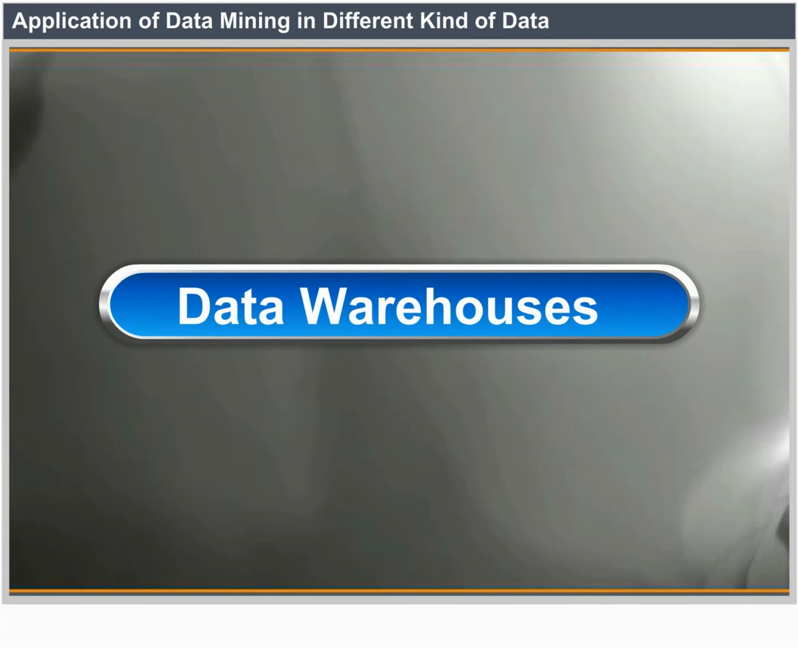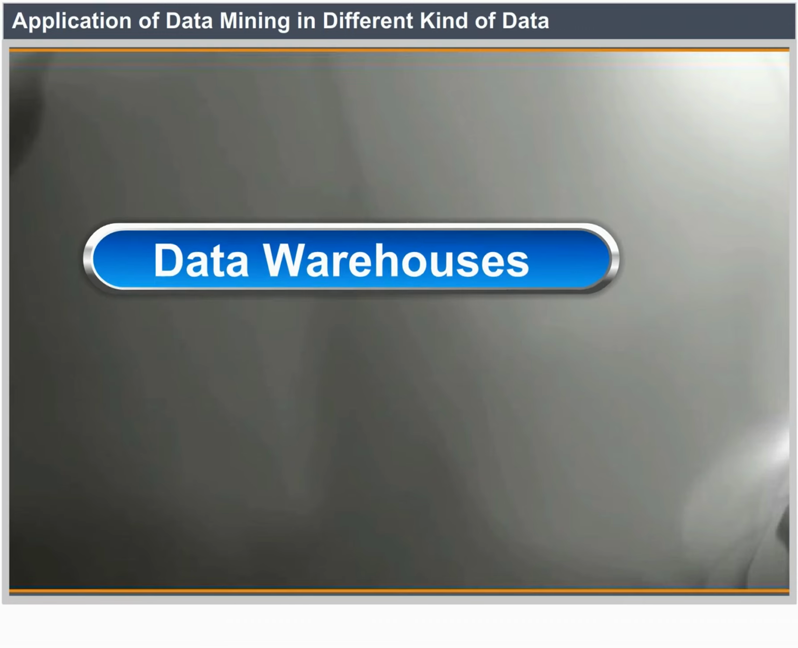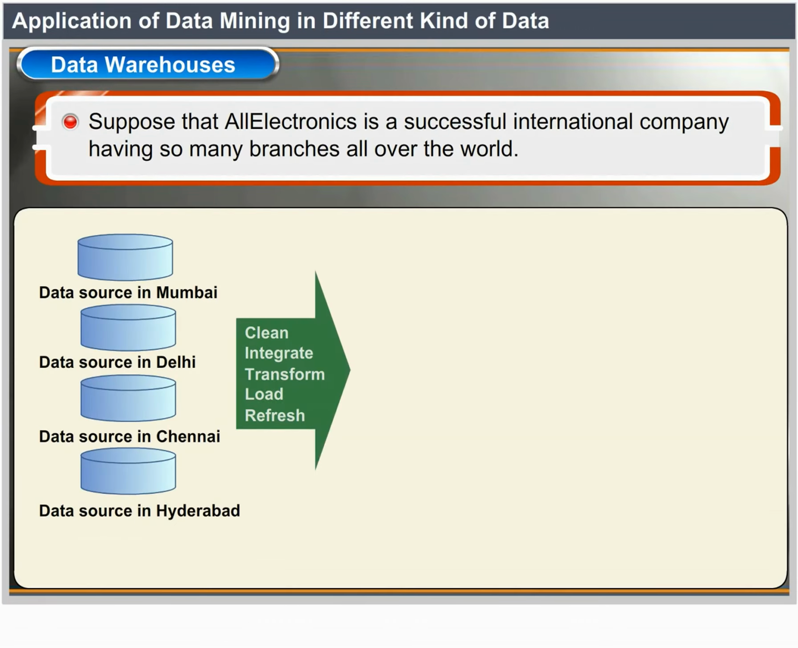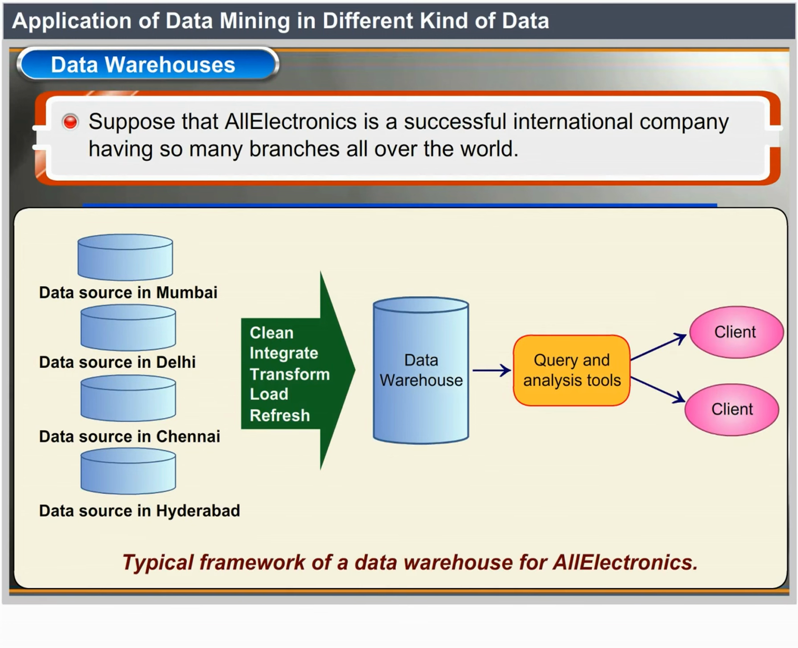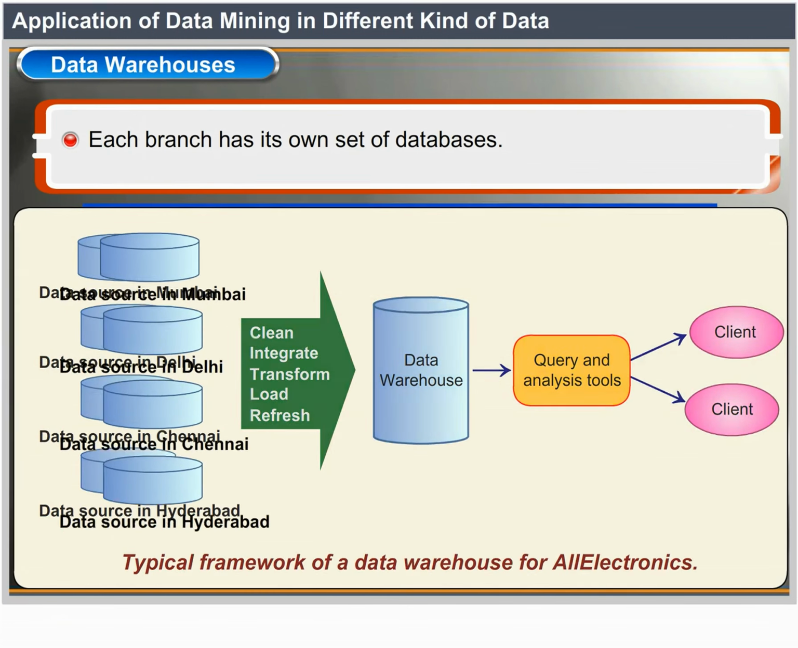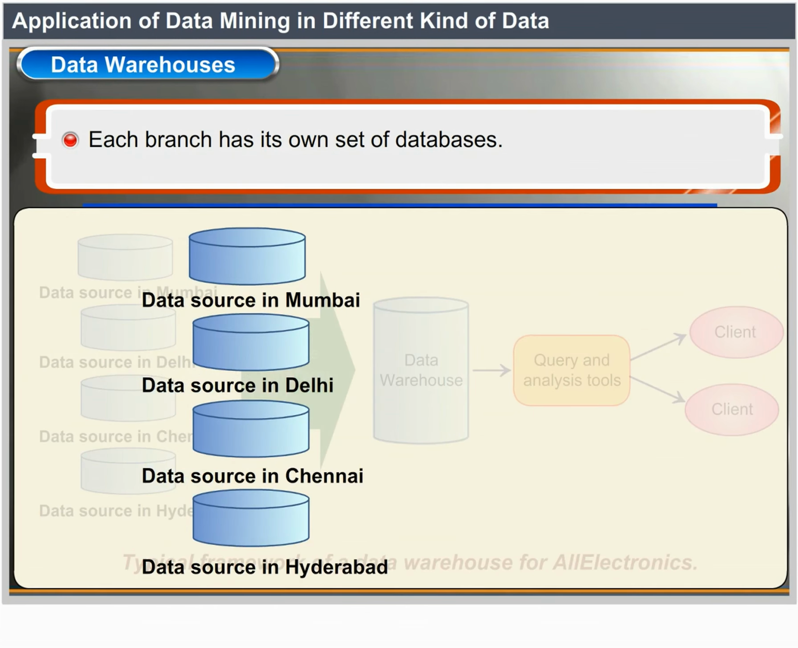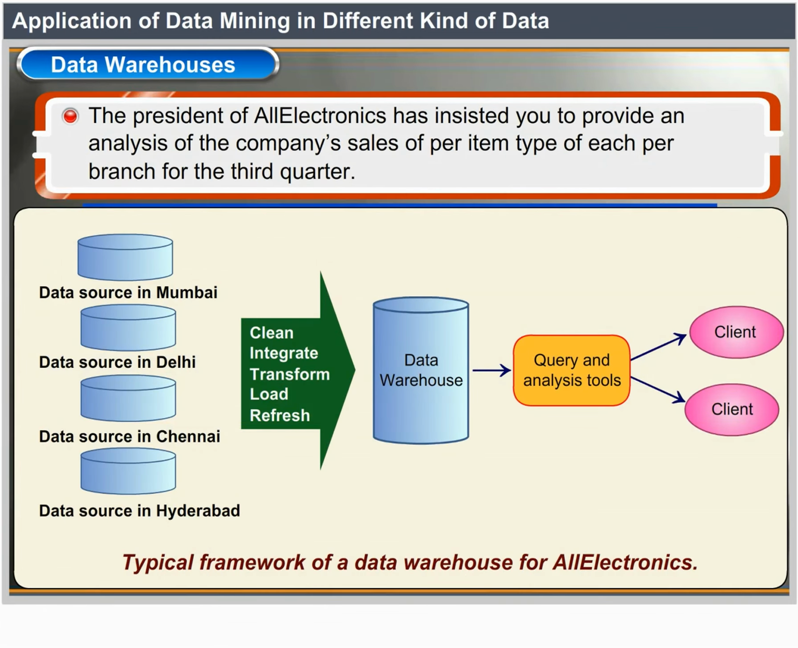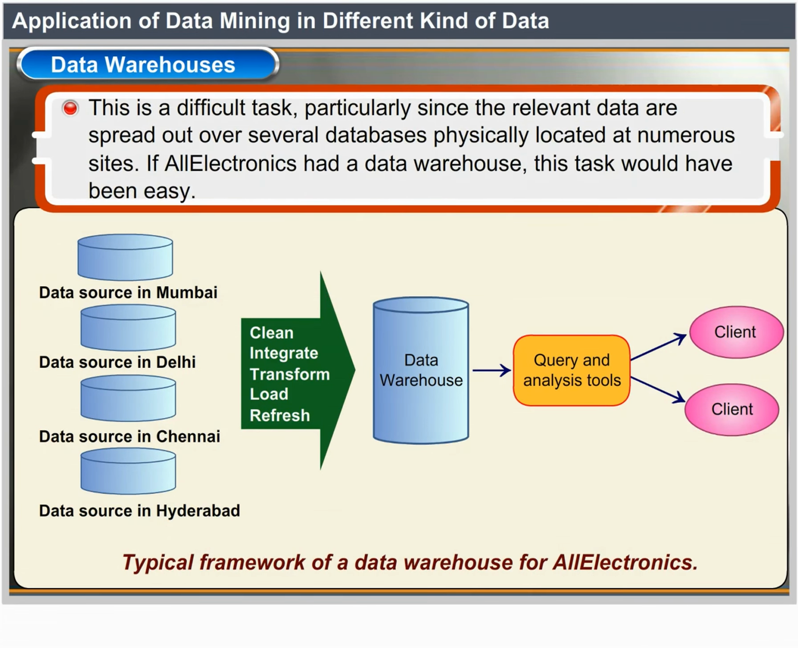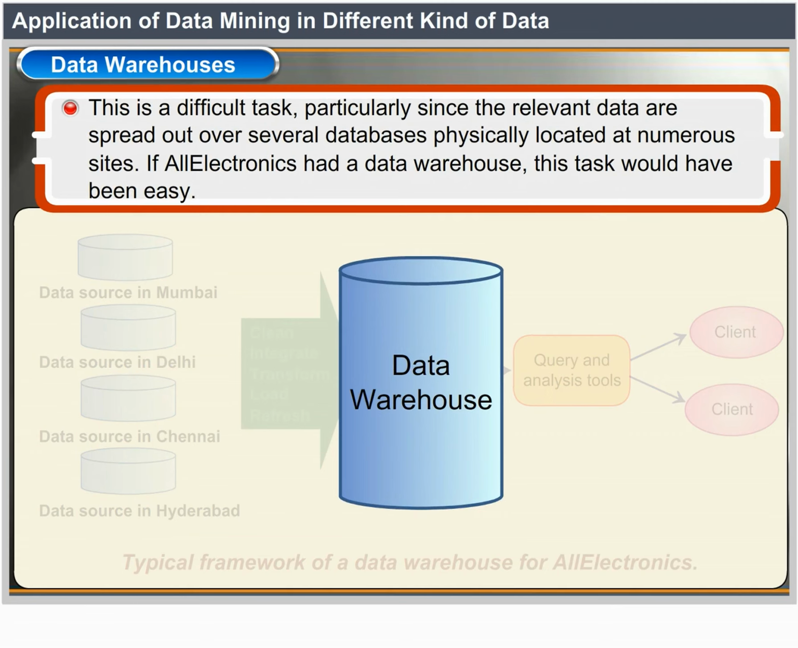Data warehouses. Suppose that All Electronics is a successful international company with branches around the world. Each branch has its own set of databases. The president of All Electronics has asked you to provide an analysis of the company's sales per item type per branch for the third quarter. This is a difficult task, particularly since the relevant data are spread out over several databases physically located at numerous sites. If All Electronics had a data warehouse, this task would be easy.